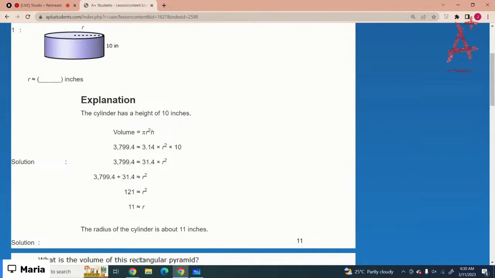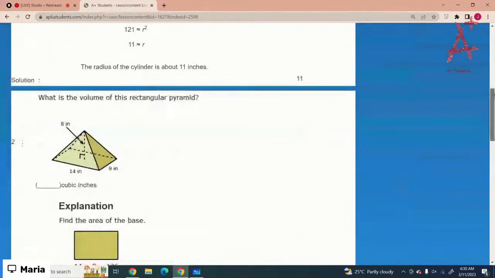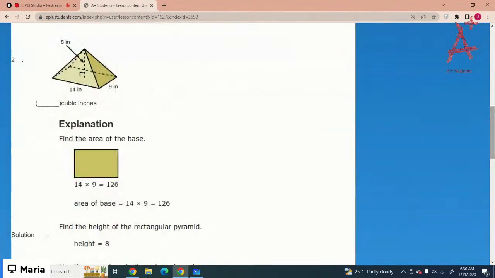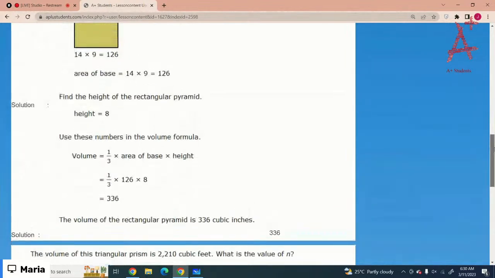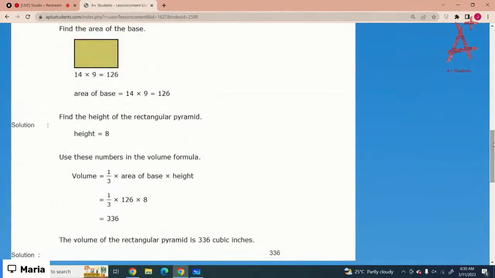Okay, the next one is: what is the volume of the rectangular pyramid? So you need to find the volume. For the volume, we have to calculate the area of the base. The base is a rectangle, so it would be length times width. Then you are given the height. So you have to use the formula, that is 1 by 3 times base times height. Got it? So just put in all the values and do the calculations.